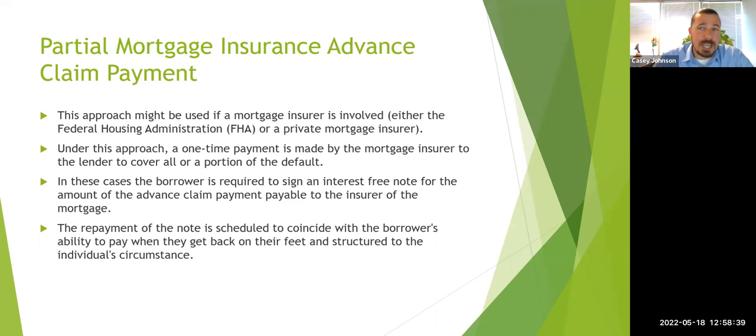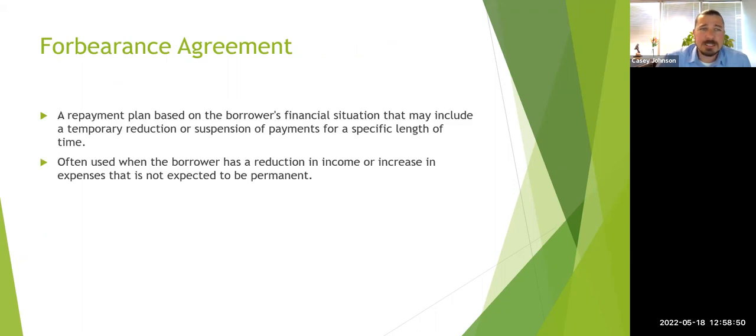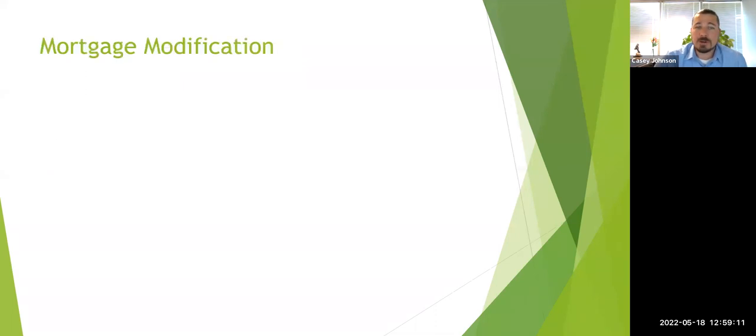Private servicers can have a similar option. They may call it something different. Most don't, but it's definitely possible. Forbearance agreement. This is if your client loses their job and can't pay for a few months. They can defer it for a few months. A forbearance agreement says they want to make sure that you can pay going forward, so they're going to give you three payments. As long as you make those three payments, they'll reinstate your mortgage or at that point do a loan modification where they basically try to refinance it. So that's a mortgage modification.